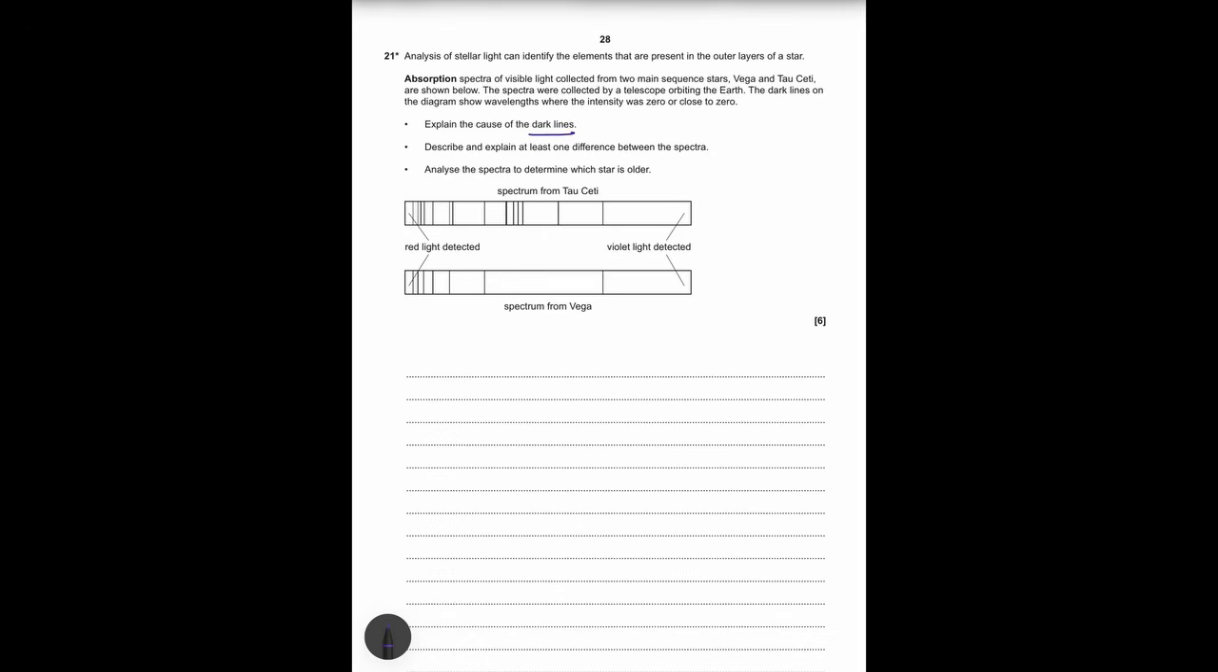So I can say they've both got whatever element they've got. I mean, they're probably going to have hydrogen and helium. And then after that, yeah, Tau Ceti has got extra elements as well.